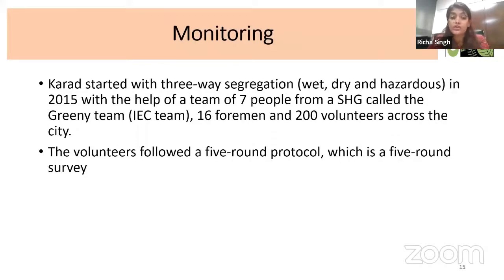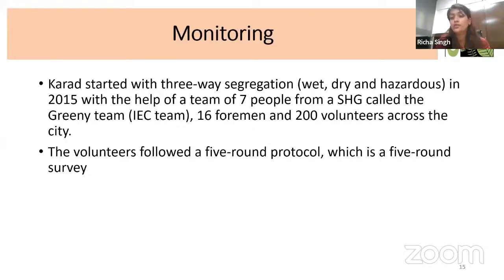Karad also did a lot of monitoring to ensure that households are segregating the waste at the source itself, and they followed a 5-round protocol, which is a survey type of method. In the first round, they go to each of the households and make people aware of why it is so important to segregate the waste at the source itself. In the second round, they go and see if they are doing it or not. In the third round, they identify those households that are not doing it. In the fourth round, they again make them aware and repeat step one.